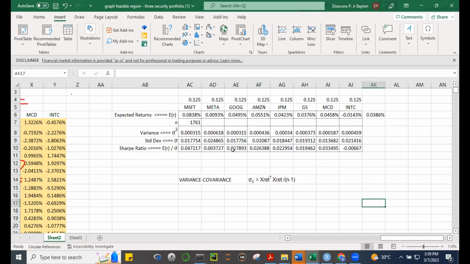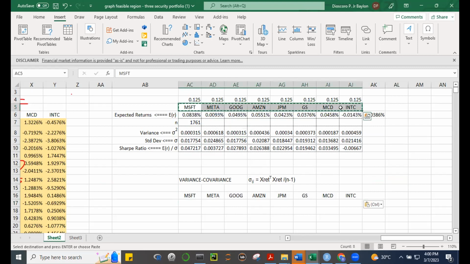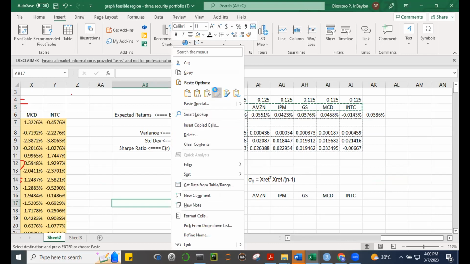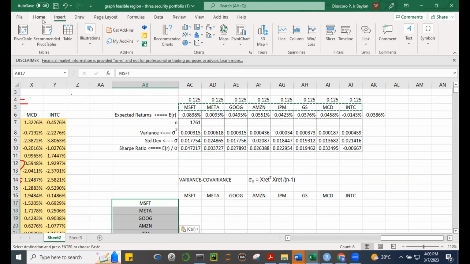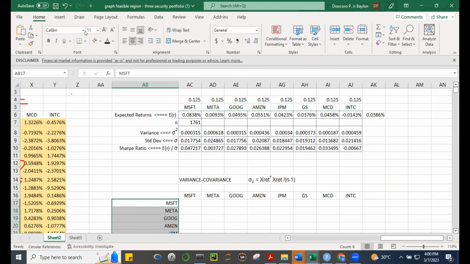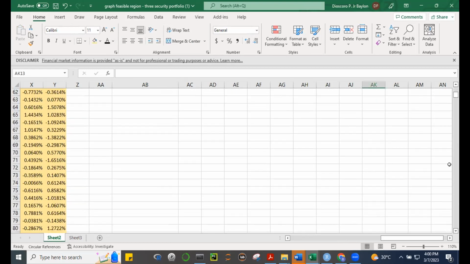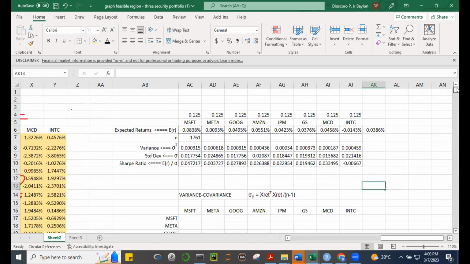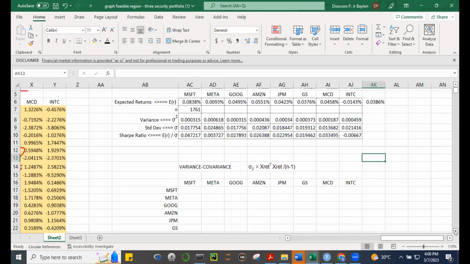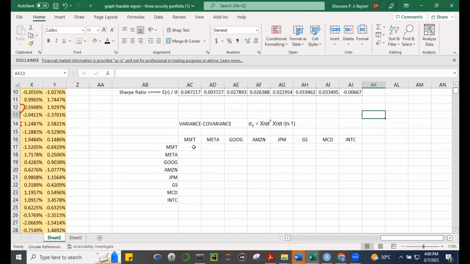All right. So next meeting, class, we're going to compute for the variance. What are we going to do next meeting? We're going to compute for the variance. It's called the variance covariance. Okay, why is it called variance covariance?